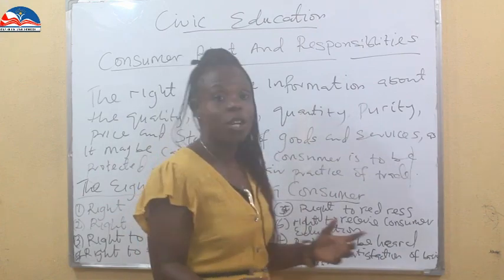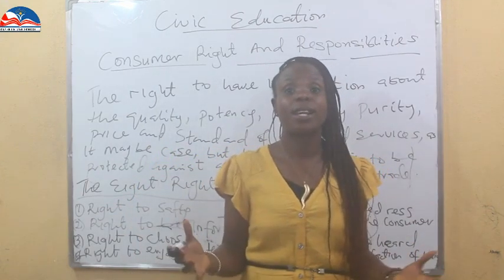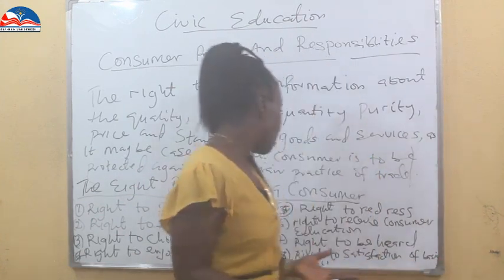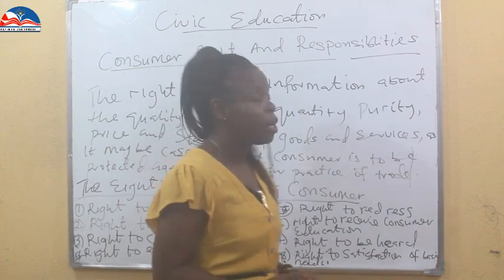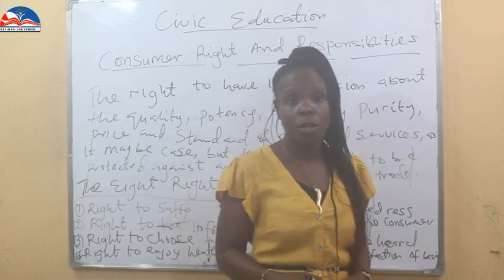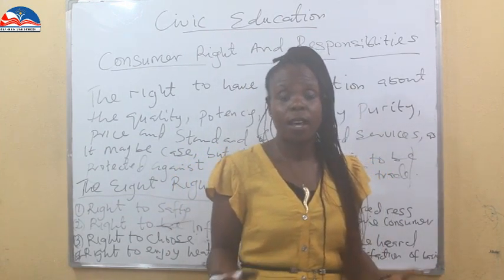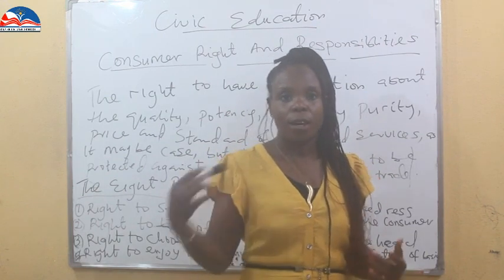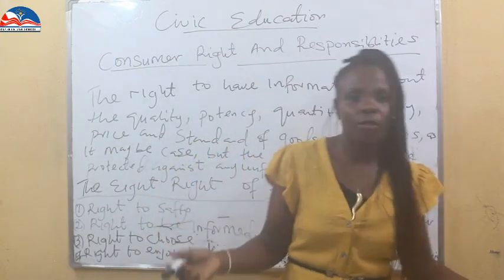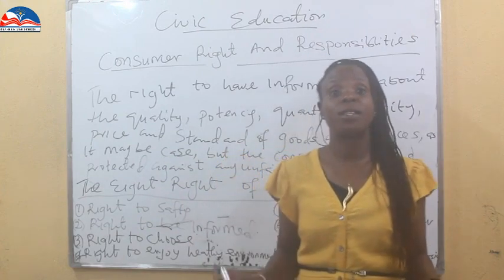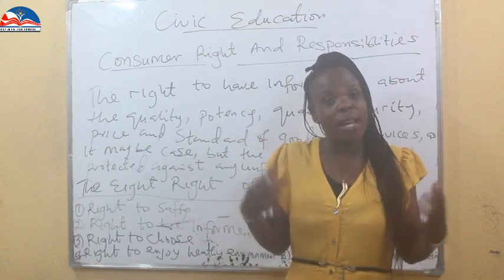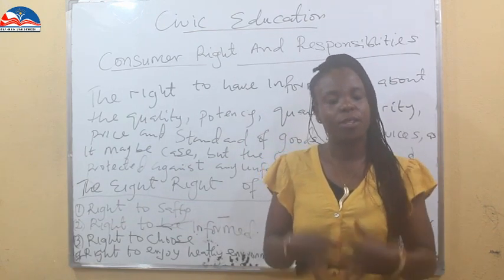Right to receive consumer education. The consumer should be in the know. He should educate himself about the product in question. He should know what is involved. Then we have the seventh one, right to be heard. The consumer has the right to be heard in court. He can present his case before the law court. And then the last, right to satisfaction of basic needs. He has the right to buy what he needs to satisfy his immediate need, his basic need, his fundamental need. His wants and needs can be satisfied because it is in his hands to do that.